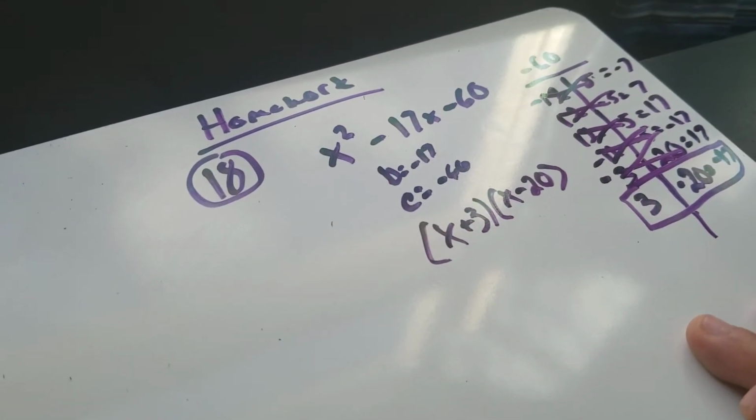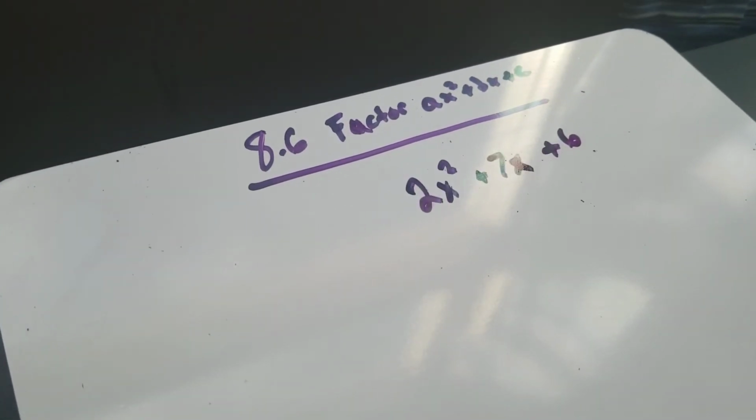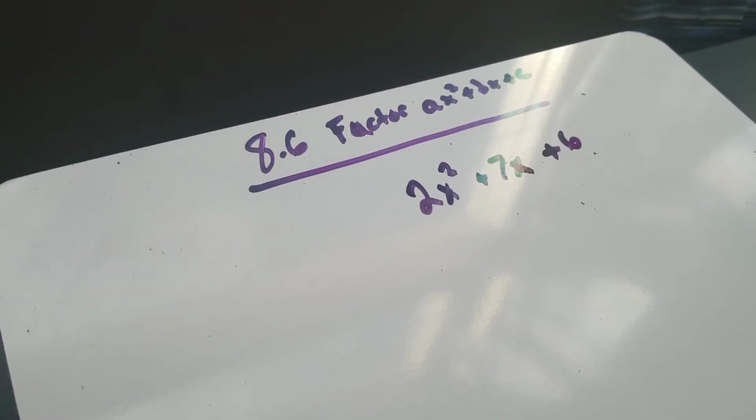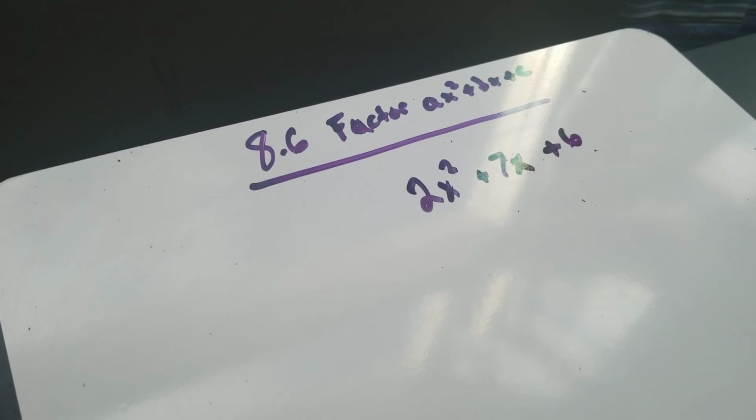Okay, now let's get to our actual lesson 8.6. All right, now we're going to use 8.6, factor ax squared plus bx plus c. Now, this should look familiar, but you might notice something really off. I'll give you 3 seconds to realize what's interesting about this question compared to the questions we did for homework at 8.5.